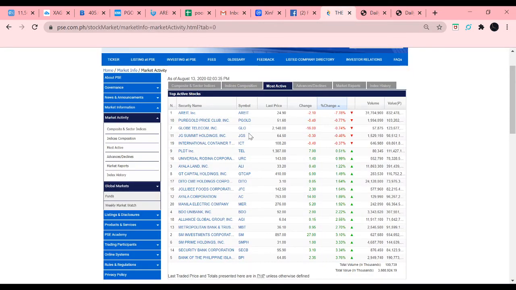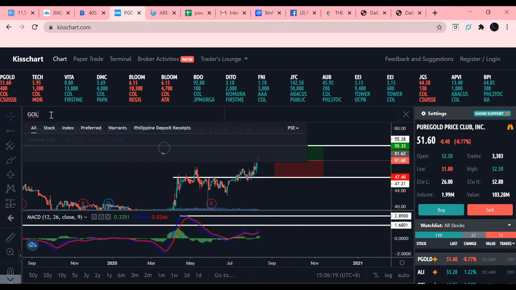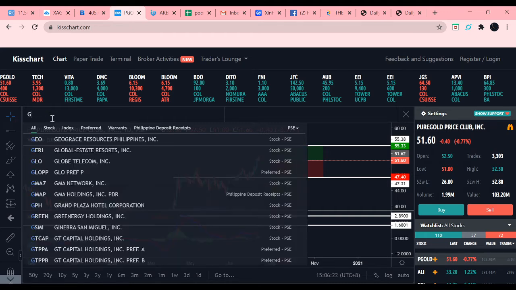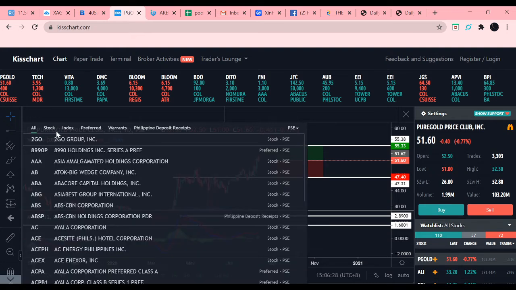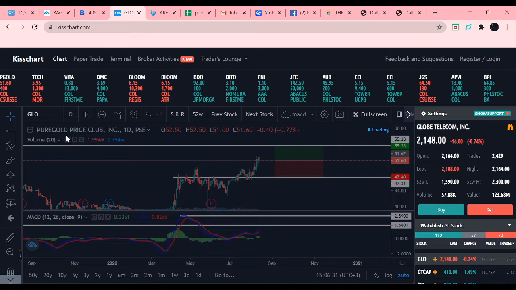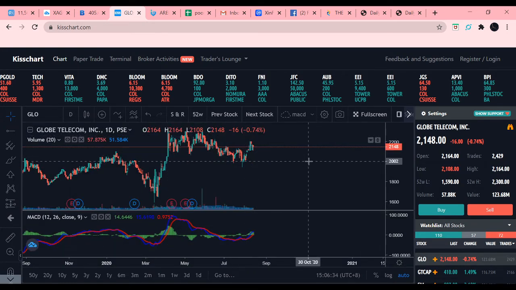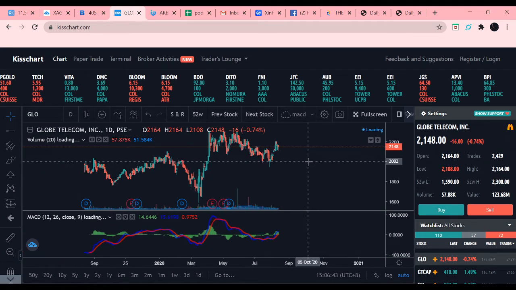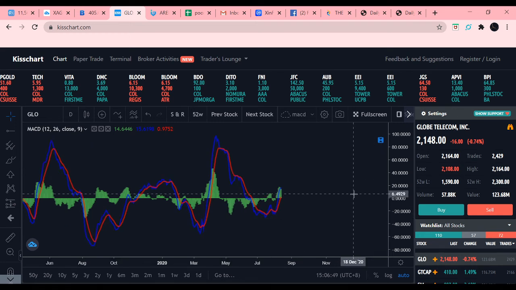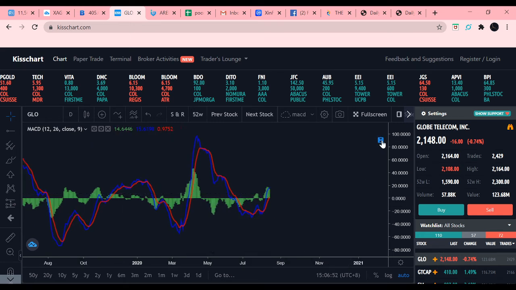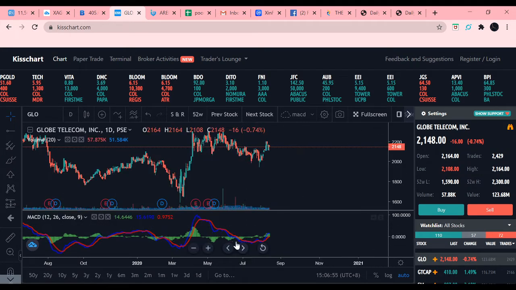So, after Pure Gold is Globe and JGS. So, Globe, and then last JGS. Globe. Sorry. Globe. Ay, ba't wala? Wait. Yun, Globe. So, yung Globe naman is, tingnan natin. Tinitingnan ko kung may, ayun o, big to small.